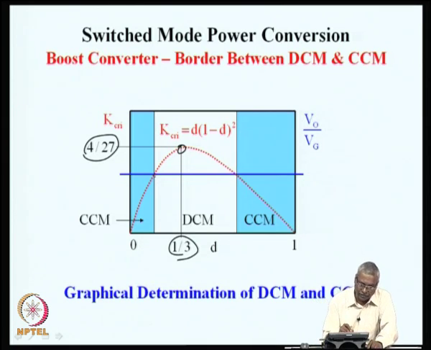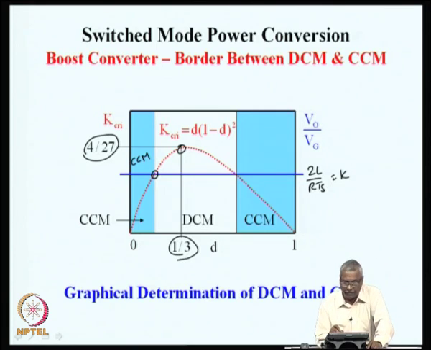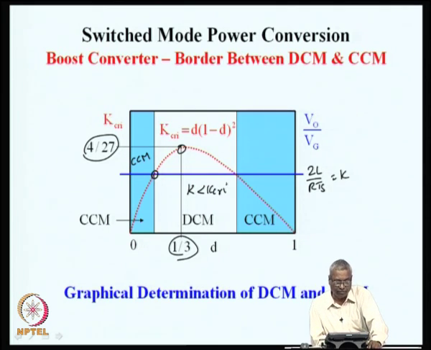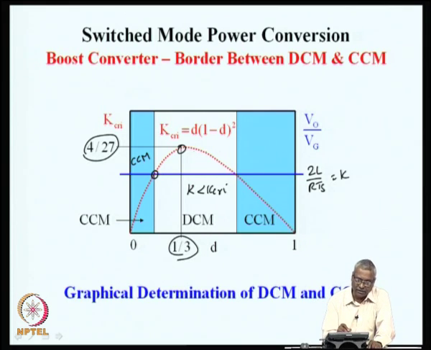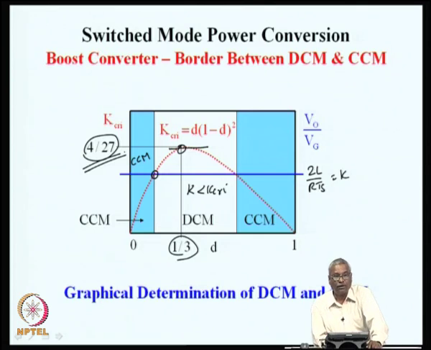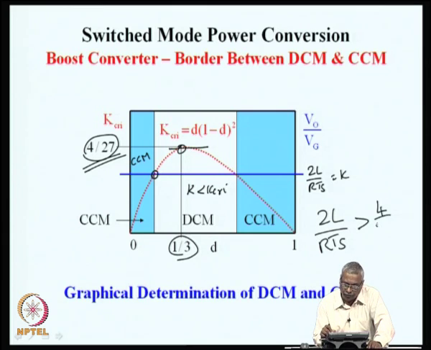Okay. And it is very easy to see, if the value 2L by RTS, if k is greater than k critical, the converter will be in CCM, and in the region where k is less than k critical, the converter is operating in discontinuous current mode of operation. Again, you can see that because this k critical has a maximum value of 4 by 27, in the boost converter, if this quantity 2L by RTS is greater than 4 by 27, the converter will never go into discontinuous mode of operation. It will always be in continuous mode of operation.